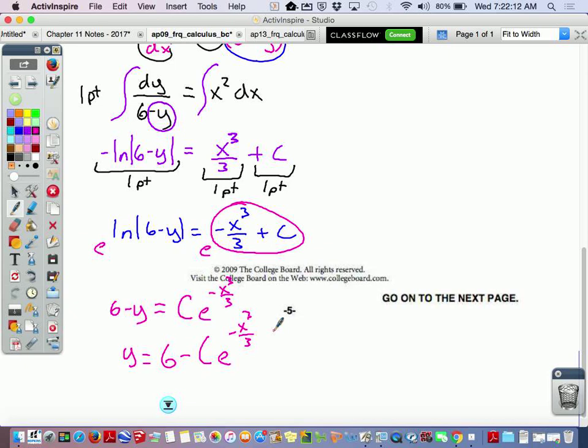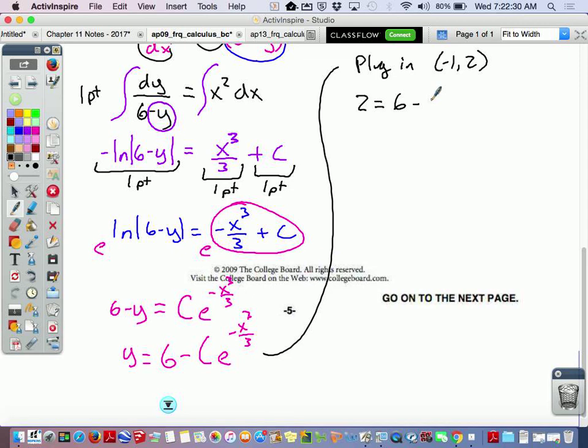And now comes time to solve for c. So put this work up here. So now we'll plug in our point, and our point is -1, 2. So I'm going to plug in the -1 for x and the 2 for y. So 2 equals 6 minus our c value times e to the negative times -1 cubed over 3. And now I have to solve this for c.